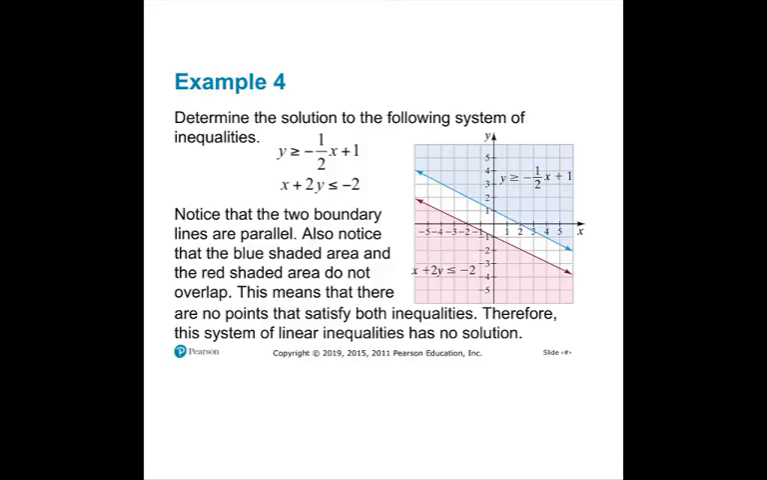This one, if we solve for y, subtract and divide, we still get our -1/2. And the y-intercept is -1. So the slope is still down 1 and right 2. And then if you choose your test point, you're still going to see that we shade this region over here. So notice that the lines are parallel, they never cross, and we shade opposite ends. Therefore, there are no points that satisfy both inequalities. So the system has no solution.